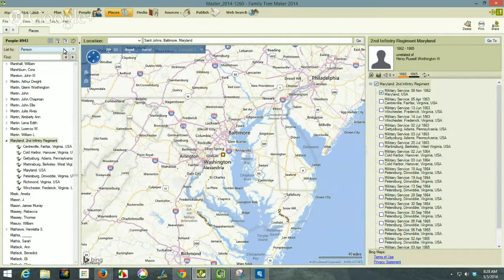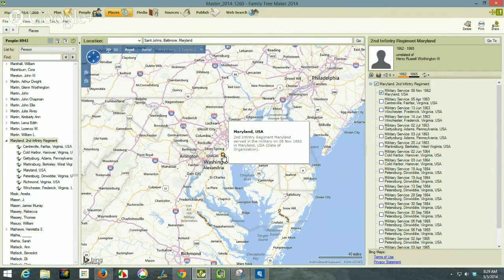But if you list by person, then you can pick anybody that you want and see where they had an event. I have selected the 2nd Infantry Regiment of Maryland, and all the events that this unit was involved with are listed on the right-hand side. Now, I only have the first place. You see that there's a checkbox. Well, I only have the first place, which is where they were founded, in Maryland, and all I captured was the date because that's all I had.